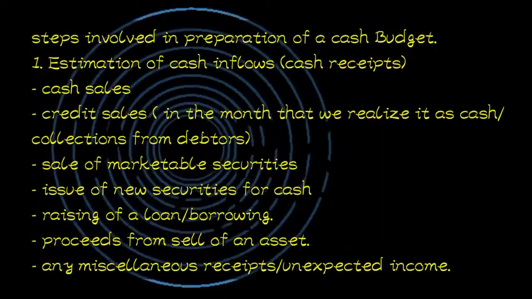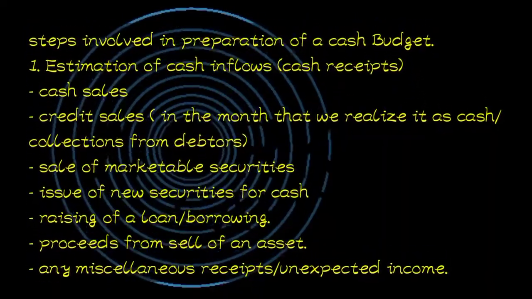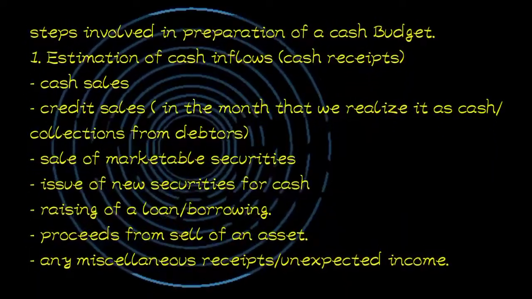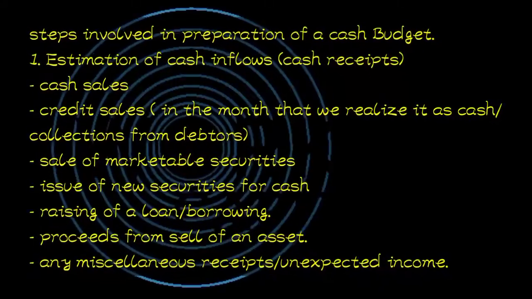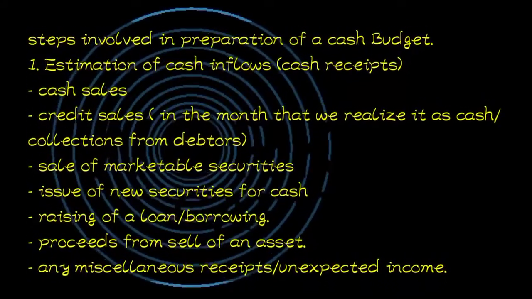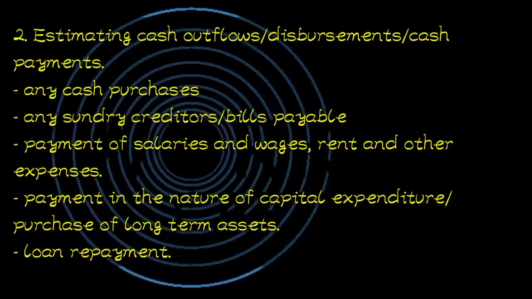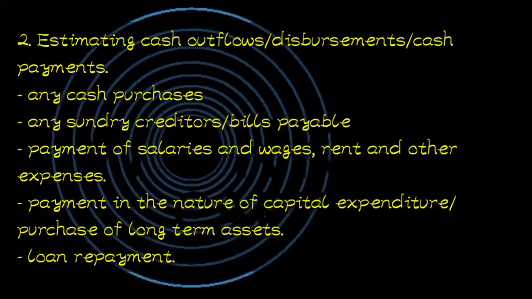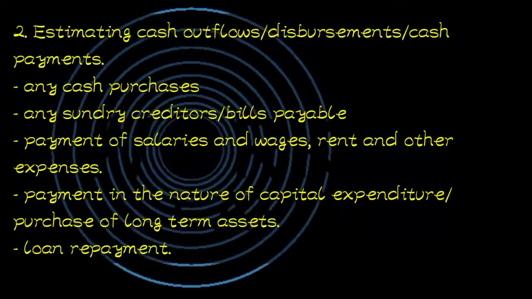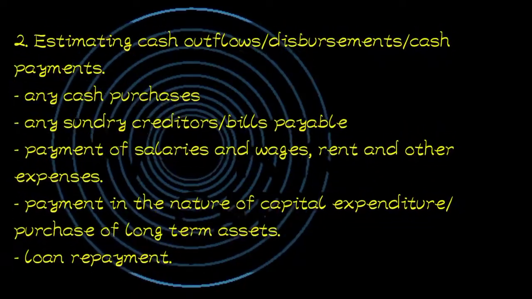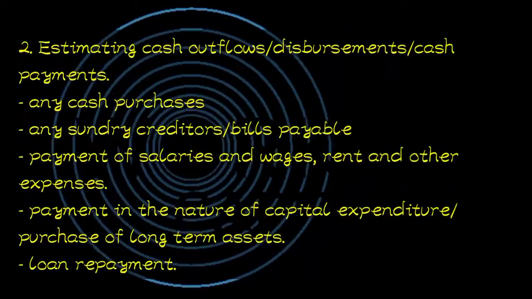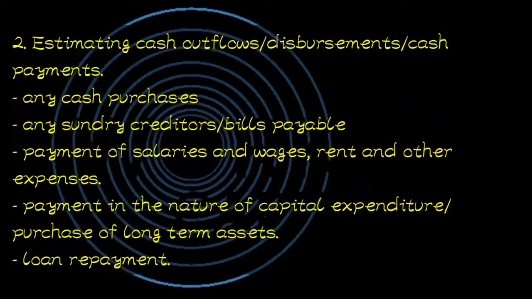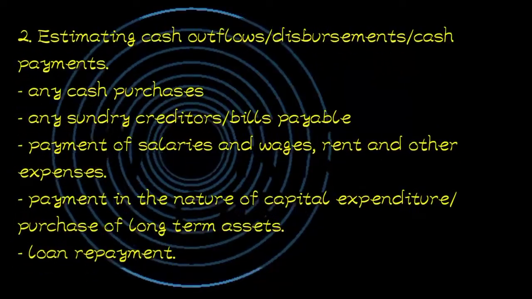And that is the first step to the preparation of a cash budget, which is estimation of cash inflows. Then we are going to the second step, which is estimation of cash outflows, or disbursements, or cash payments. Under estimation of cash outflows, we have things like any cash purchases. When you purchase something using cash, it's regarded as an outflow. Then any sundry creditors or bills payable.